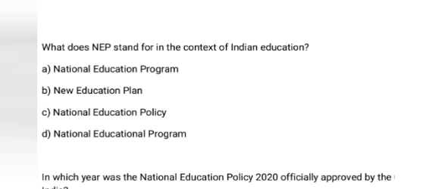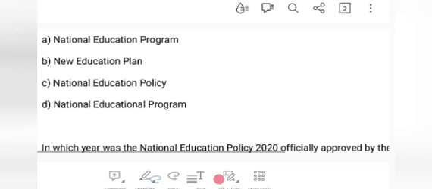So the first question that is with us is, what does NEP stand for in the context of Indian education? National Education Program, New Education Plan, National Education Policy, and National Educational Program. So you have seen the options. Number C will be correct, that is National Education Policy.